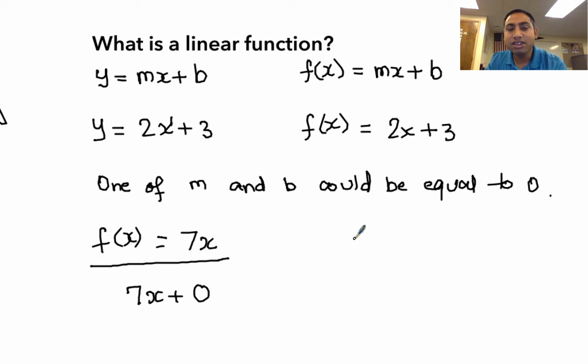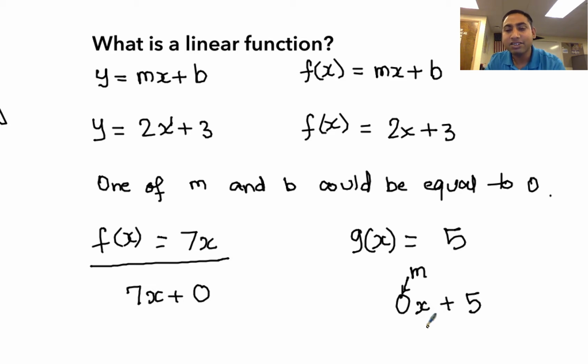Okay. So another function that we can take a look at is g of x equals 5. Again, it doesn't quite look like mx plus b, but this is still a linear function because this 5 can be written as 0 times x plus 5. And it just happened in this case that the value of m is 0, and 0 times x being 0, we just don't write it. So this g of x equals 5 is also a linear function.